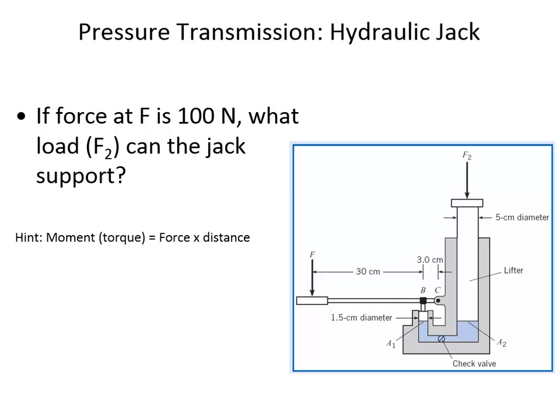So now, since area 2 is big, that's a good thing. We know that it's a 5 centimeter diameter. So diameter at 2 is 0.05 meters. Area 2 is going to be pi times 0.05 meters squared divided by 4. We can find that the area at 2 is 0.019635 meters squared. And so now we can find the force at 2 is going to be the pressure times area 2.